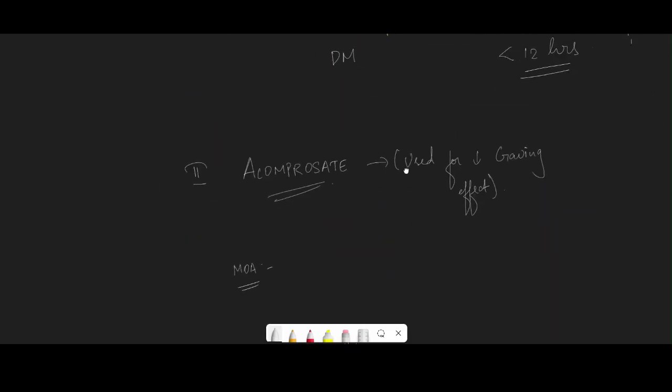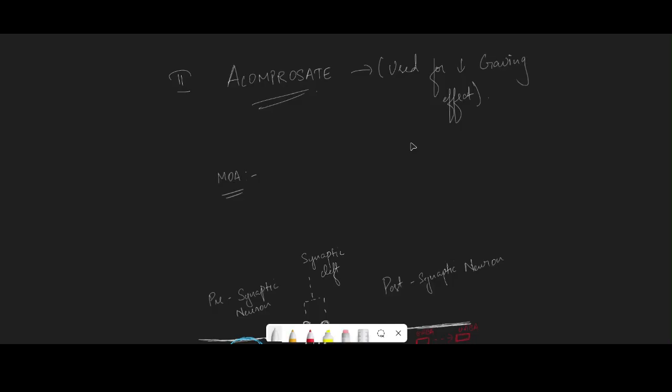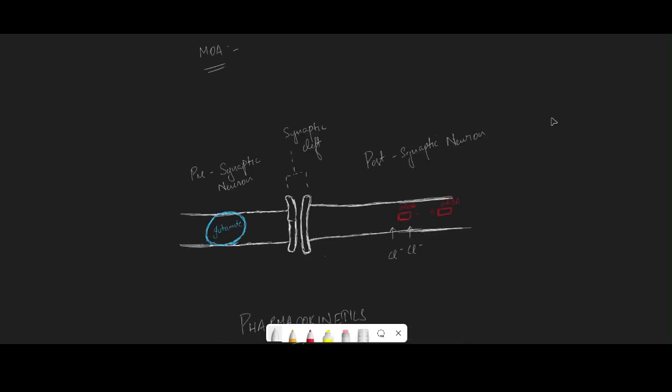Now, coming to the second drug, acamprosate. Like I've told before, acamprosate and naltrexone come under the category of drugs which are used to decrease the craving effect. Disulfiram does not decrease the craving effect, whereas acamprosate and naltrexone act by decreasing the craving effect. So how does acamprosate actually work?